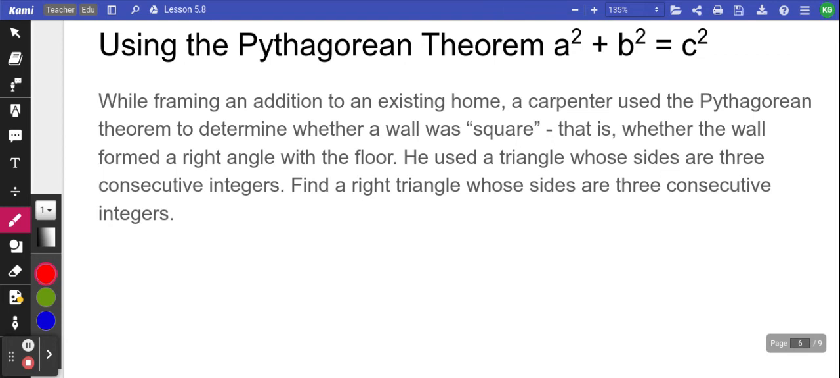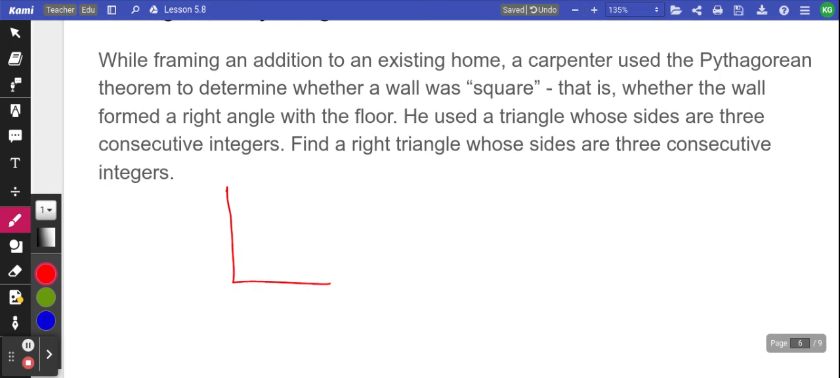While framing in addition to an existing home, a carpenter used the Pythagorean theorem to determine whether the wall was square. That is, whether the wall formed the right angle with the floor. He used a triangle whose sides are 3 consecutive integers. Find a right triangle whose sides are 3 consecutive integers. So back in chapter 3, we talked about consecutive integers. So if the first one is x, the next one is x plus 1, and the third would be x plus 2.